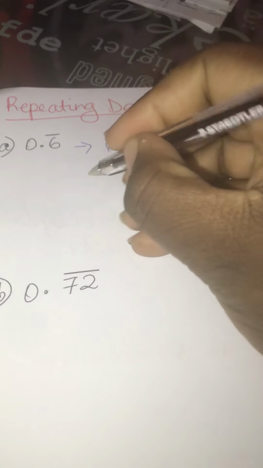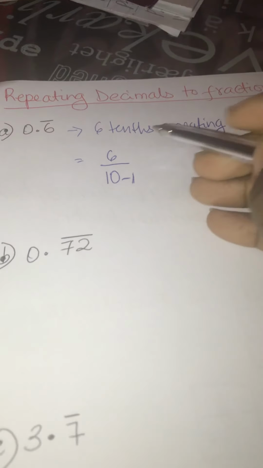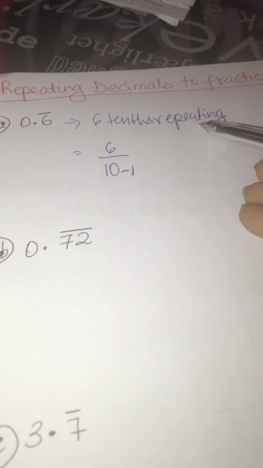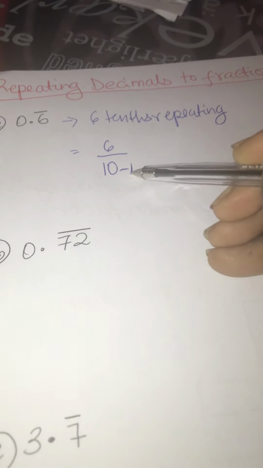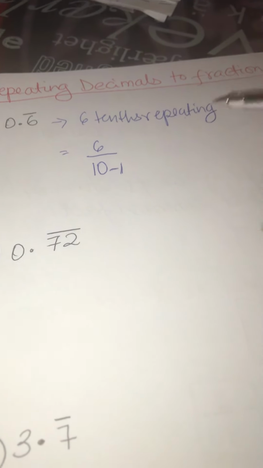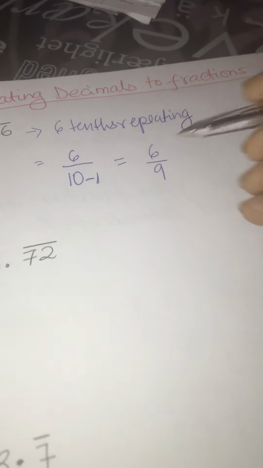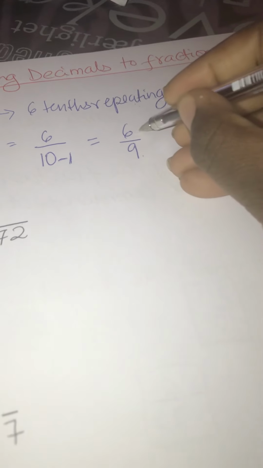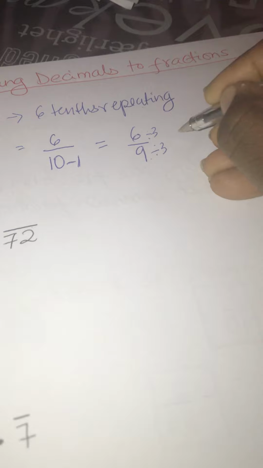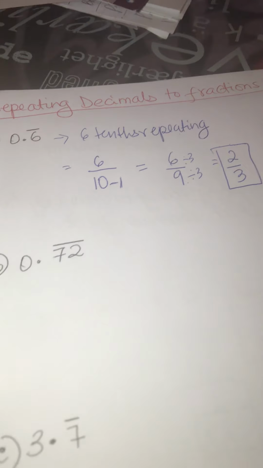And since you said 6/10, you will write 6 out of 10. Because you said repeating, you must subtract 1. Okay? 6/10, you write 6/10, and because you said repeating, you must subtract 1 in the denominator. Not the numerator, denominator. Then this becomes 6/9, and then you must simplify. So I will divide by 3, and I will get 2 out of 3, and this is my answer.